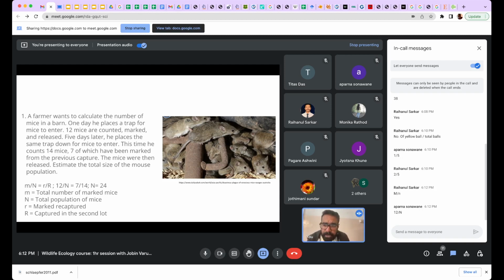Where did 12 come from? Okay, no, I was asking if M is the number of marked individuals and N is the total number of individuals. So Raihanul is right. It's M by N. So that is the proportion of picking, basically, the probability of picking a marked mouse out of the total population. So that's the same as a mouse being caught in a trap.